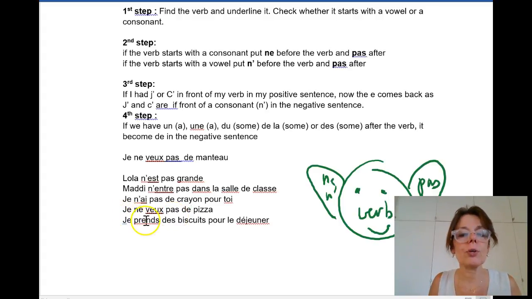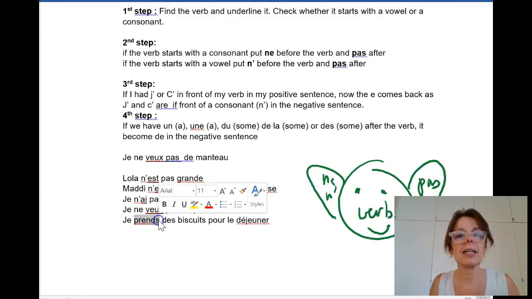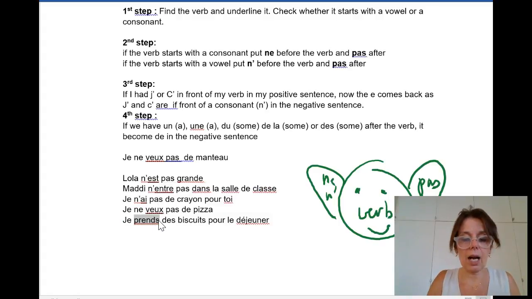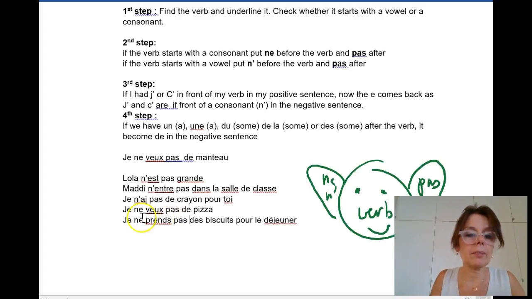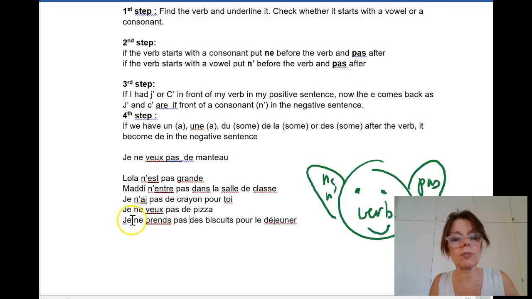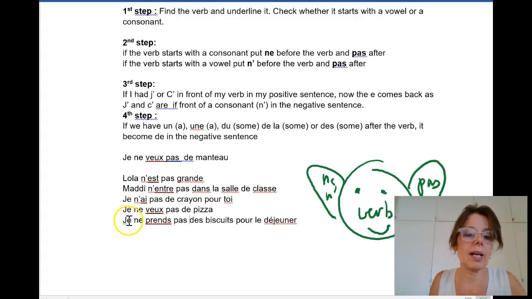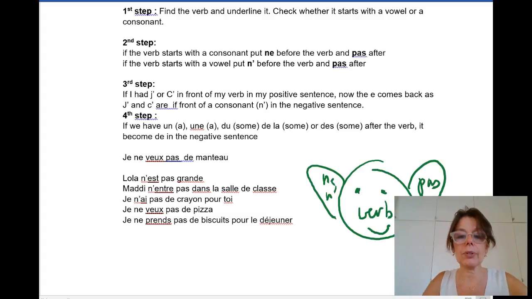Perfect. Je prends des biscuits pour le déjeuner. Take. That's definitely an action. So I underline it. It starts with a consonant, put ne in front. I put pas after. My sentence doesn't start with j apostrophe or c apostrophe. The je has already an e after. Je, it's perfect, but I have des in my sentence. That goes away and becomes de.